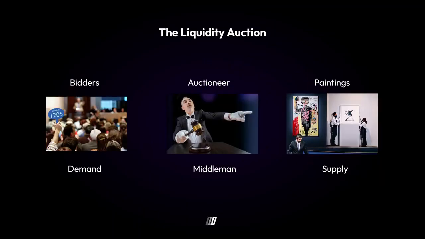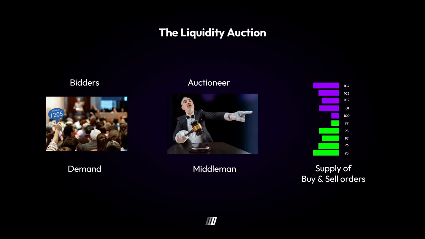And the liquidity auction works exactly the same way, with the exact same type of participants. So you have the bidders, the demand, the auctioneer, the middleman, and the paintings that are the supply. And the supply is not of paintings, but it's a supply of buy and sell orders. That's why it's a double auction, because there's not just things being sold. There's things being sold and things to be bought. Both offered just like the paintings in the auction.